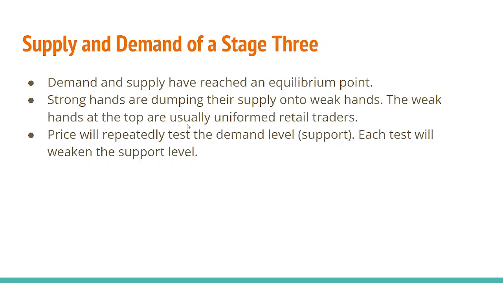Supply and demand of a Stage 3. So demand and supply have reached an equilibrium point. There's no clear bullish or bearish trend. They're kind of duking it out. They're seeing which one of them has more firepower.